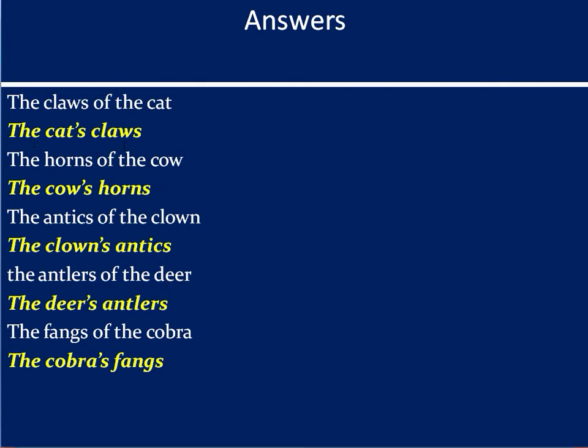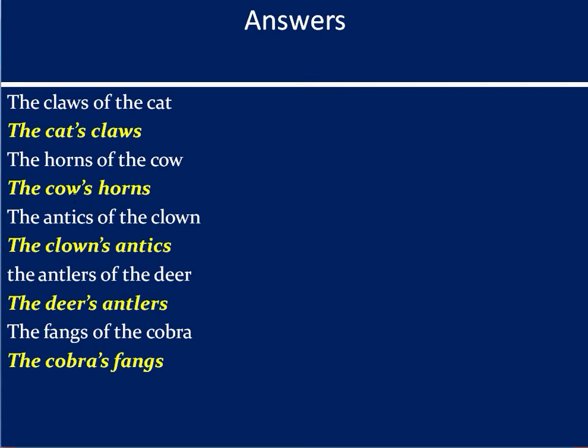The cat's claws. The claws of the cat will be changed into the cat's claws. Here apostrophe s is used with cat. The horns of the cow will be changed into the cow's horns. The antics of the clown will be changed into the clown's antics.